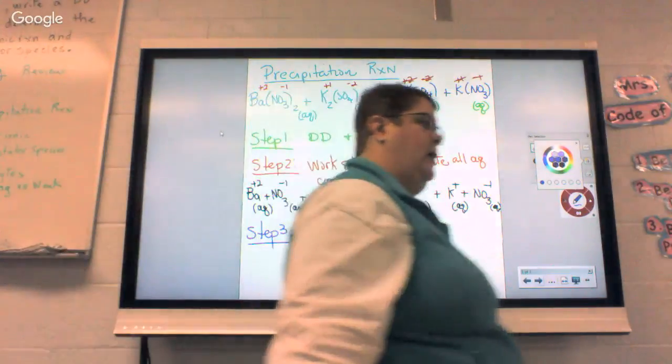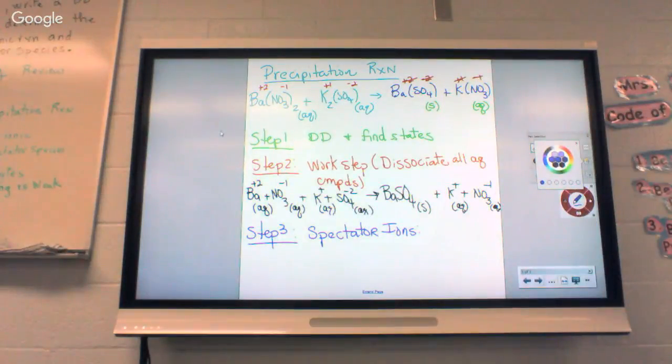Okay. Now, the spectator ion. What does spectator mean? Don't participate. Didn't make anything. Went along for the ride. These are the ones that start out in the same state and end up in the same state. They're the ones that cancel out. So, in math class, you have an X squared on one side, an X squared on the other side, and that cancels.